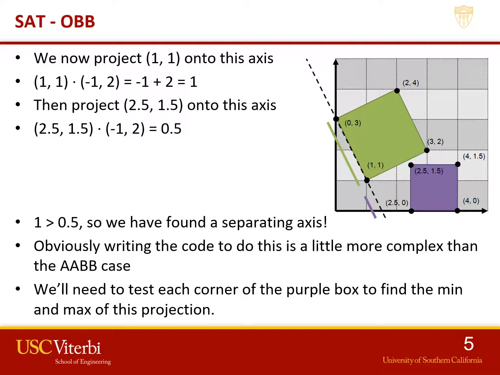And I would do the same thing for the green shape, and I would find the minimum and the maximum on the green shape, and I would compare, and I would say that the minimum of the green shape was 1, and the maximum of the purple shape was 0.5. Therefore, we have a separating axis here, and the 2 shapes do not overlap. Okay.